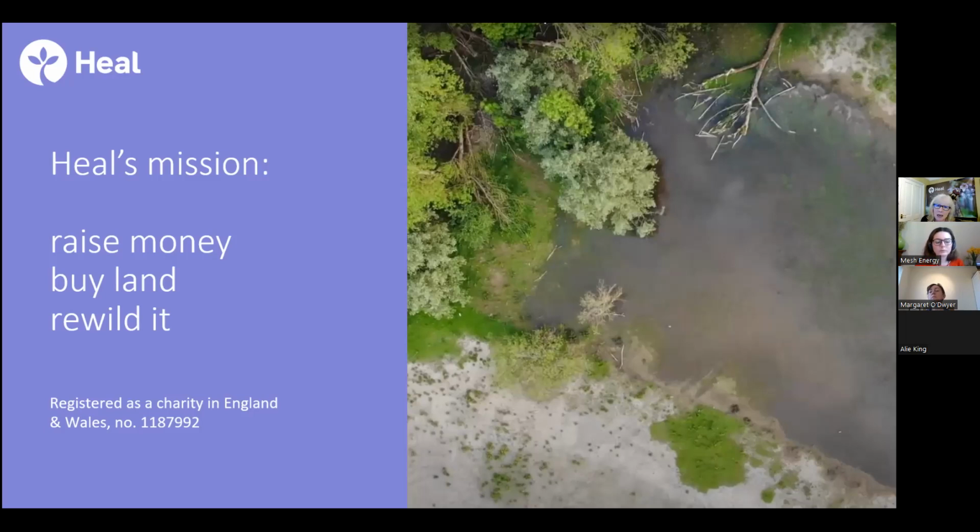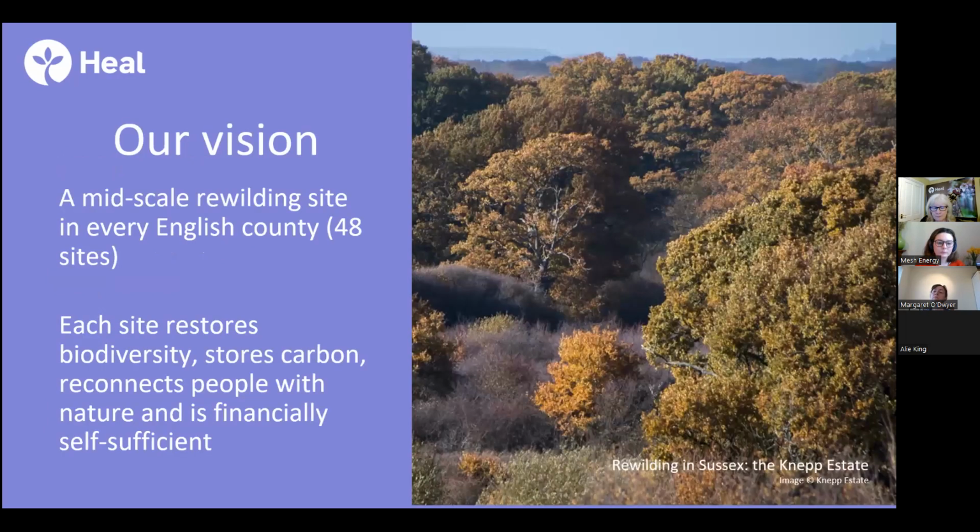drivers is to be near big urban populations, so that people in cities can experience nature, because it's so important for people to have access to it. So our vision as a charity is huge, which is a rewilding site in every English county. I will not live to see that.